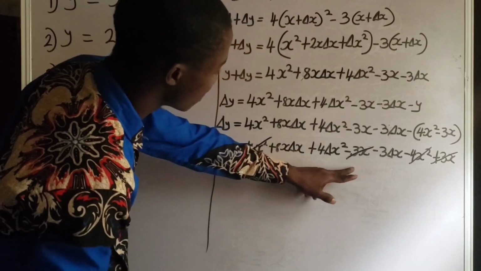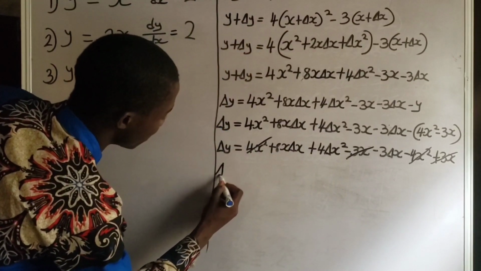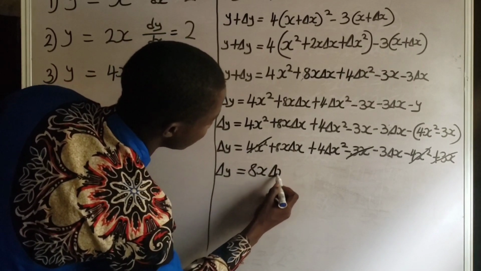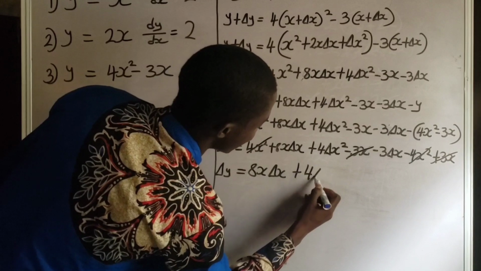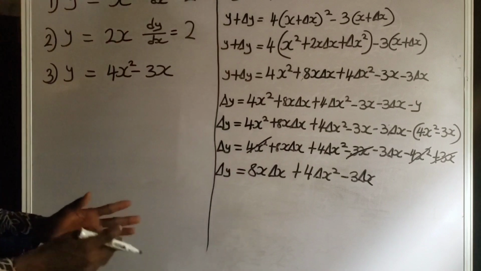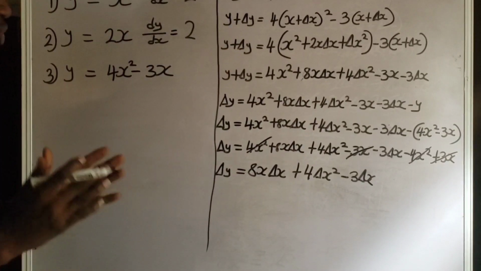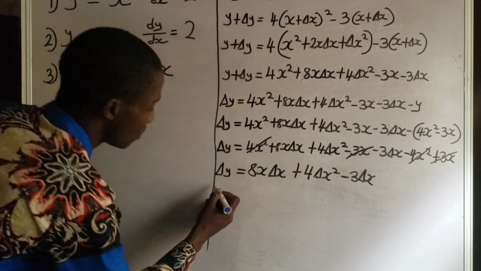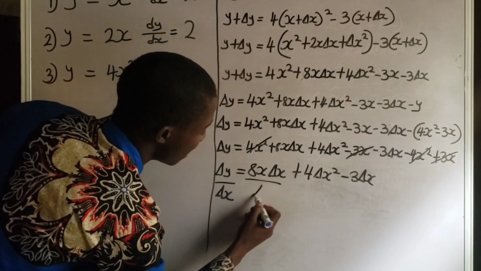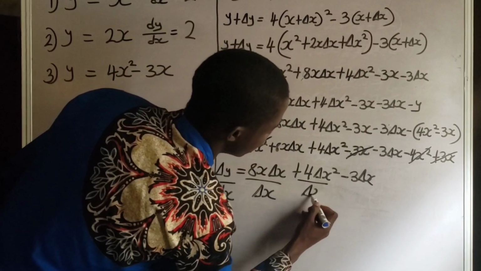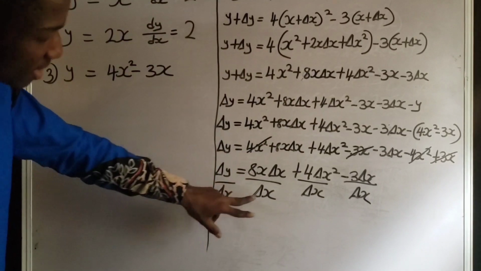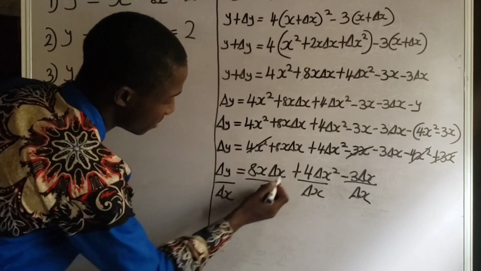Is there anything else that can eliminate? Nothing. So I'm going to have delta y is equal to 8x delta x plus 4 delta x squared minus 3 delta x. Now I have this. The next step is to divide both sides by delta x. So I'm going to have delta y all over delta x is equal to 8x delta x all over delta x. Divide both sides by delta x. So that gives me this delta x.